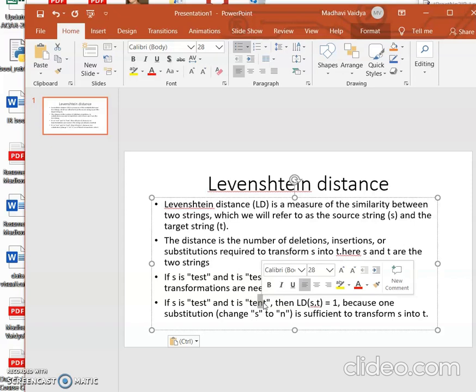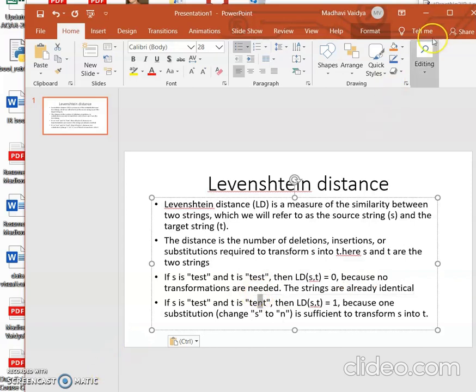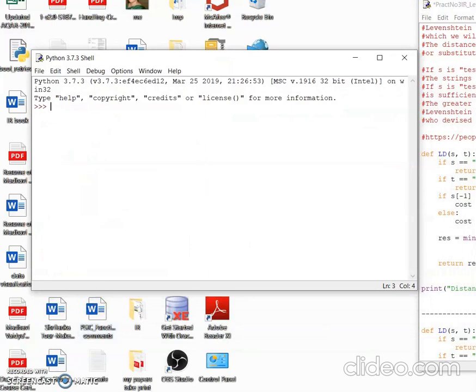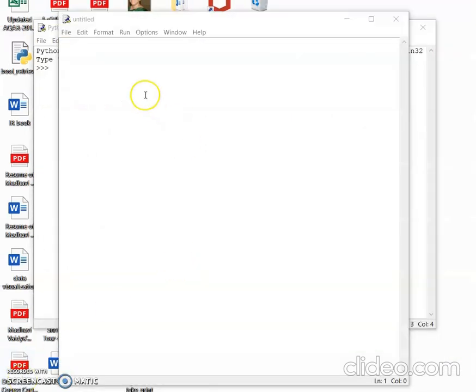So now we are going to see the algorithm for the same in Python. So let's have a look at it. Actually, this is the algorithm which was found by the scientist Levenshtein in 1965. He was a Russian scientist. So by his name, this particular Levenshtein distance or edit distance is called.